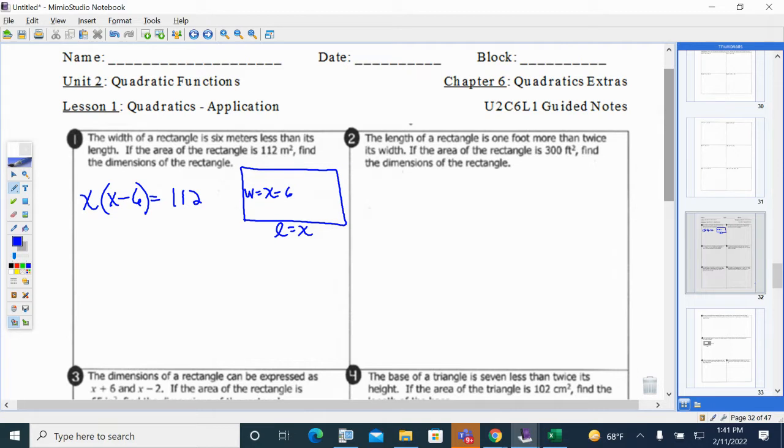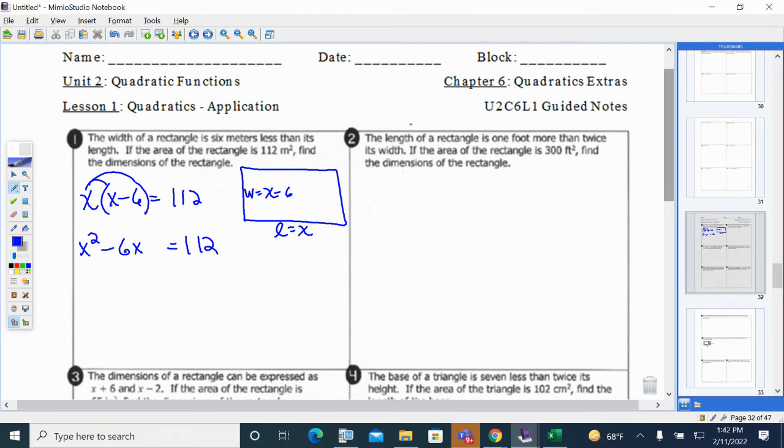So to solve this, I'm going to first distribute: x squared minus 6x equals 112. Now here again, you can solve this using any method that you like. You can solve using factoring, quadratic formula, completing the square. Looking at this, I'm personally going to use completing the square. The 112 is already on the right where it needs to be for me to do this by completing the square, and the x squared and the negative 6x are on the left.